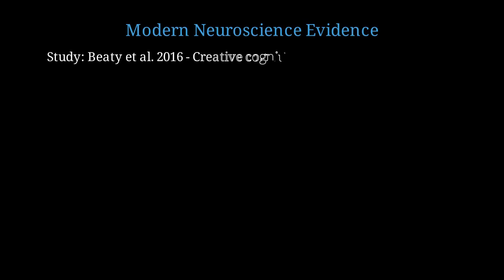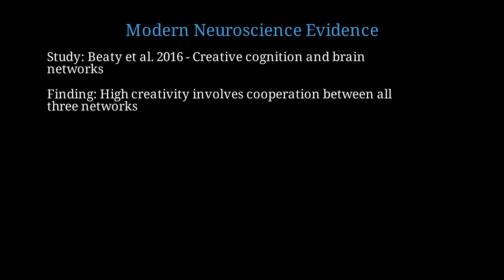A landmark study by Beatty and colleagues in 2016 used functional MRI to scan people's brains while they performed creative tasks. They found something remarkable. Highly creative individuals showed strong functional connectivity between all three networks: default mode, executive control, and salience. It wasn't just one network, but the cooperation between networks that predicted creative ability.